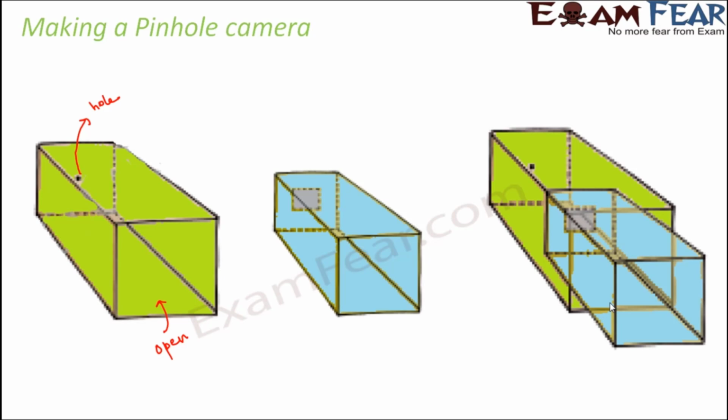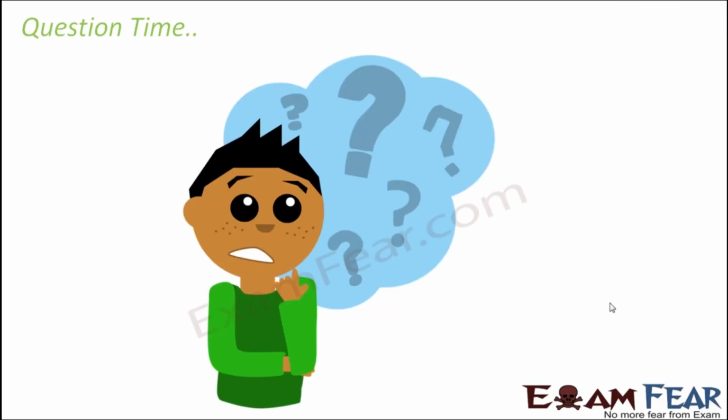You just need 2 boxes of these kinds which you can make using cardboards, and just make a tiny hole in one and cut a square and put a thin film on the other one, and with that you can actually visualize or experience a pinhole camera. So with this we have reached towards the end of this lesson. So let us quickly look at some of the questions.